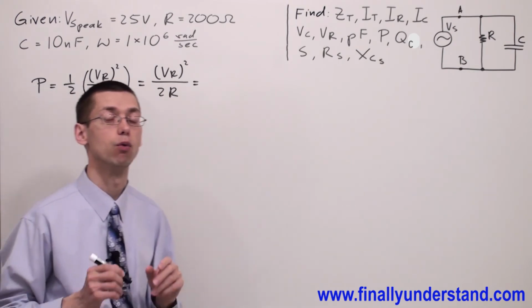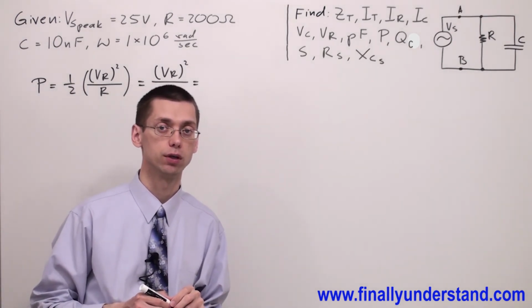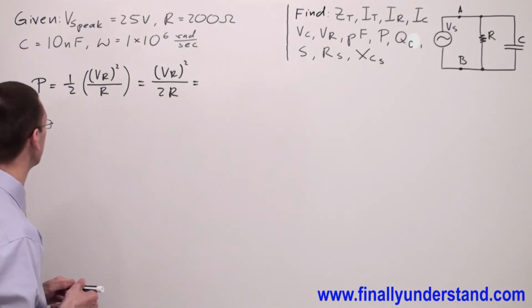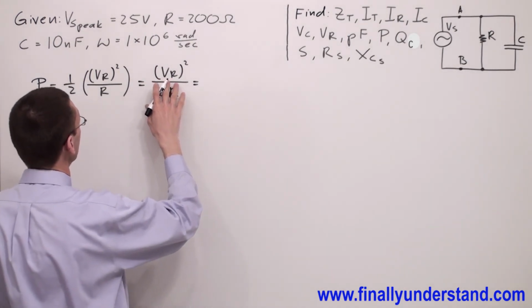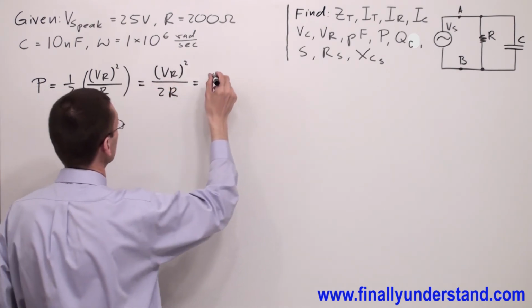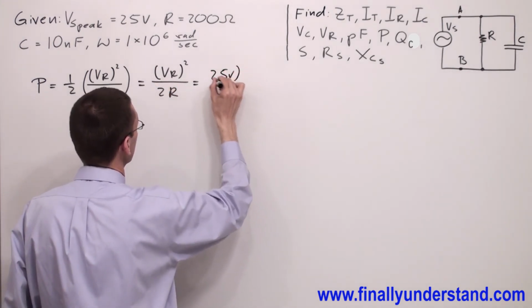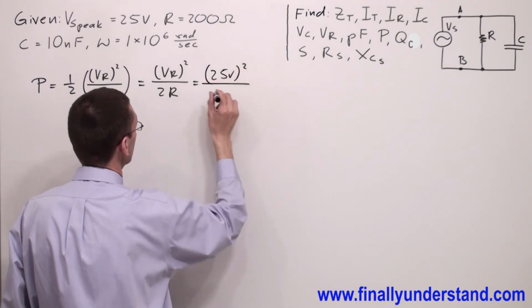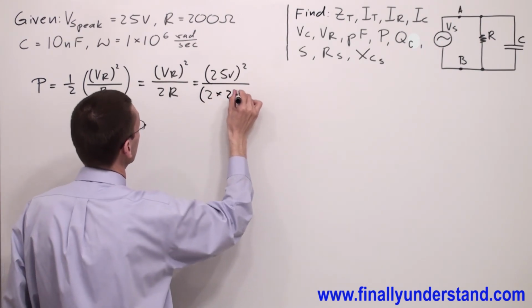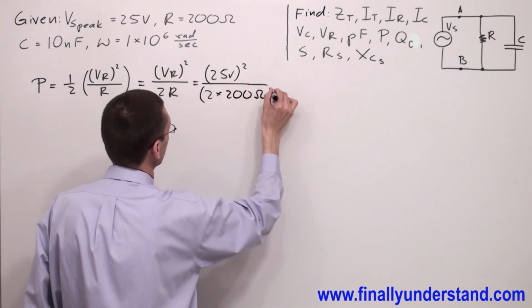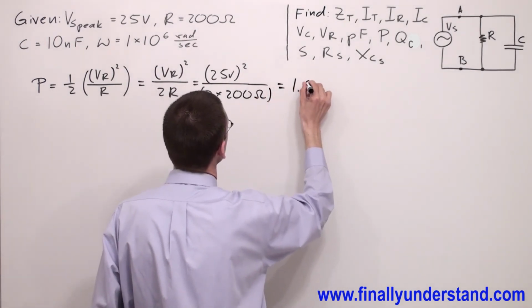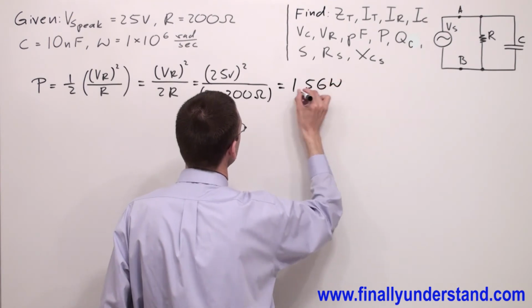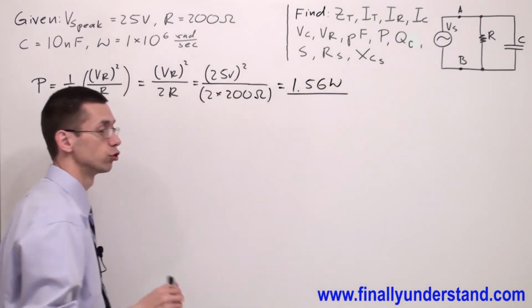We don't have to write 1/2 when we use the RMS values, but at this moment we have to use peaks. So I have voltage across the resistor. Voltage across the resistor is equal to 25 volts raised to the second power over 2 times R, which is equal to 200 ohms. Everything is equal 1.56 watts. This is my true power.